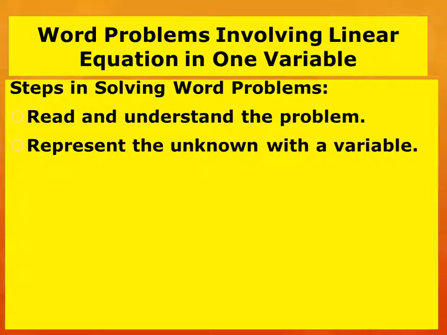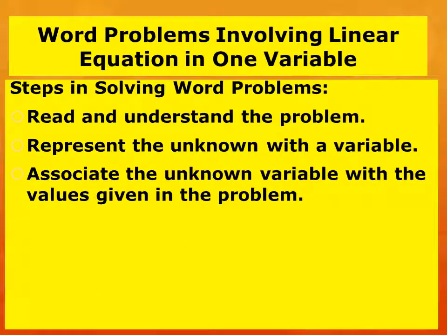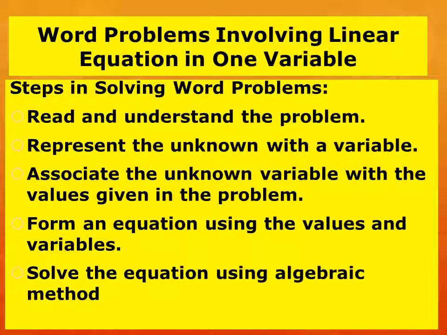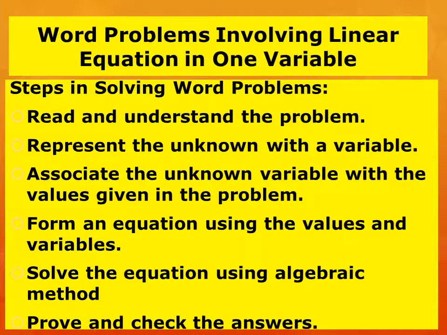Second, represent the unknown with a variable. Third, associate the unknown variable with the values given in the problem. Next, form an equation using the values and variables. Then solve the equation using an algebraic method. Lastly, we are going to prove and check the answer. Why do we need to prove and check the answer? In order for us to really validate our answer, if it is correct or not.